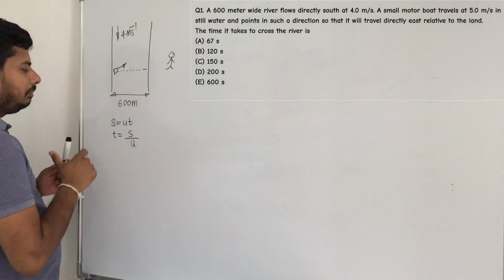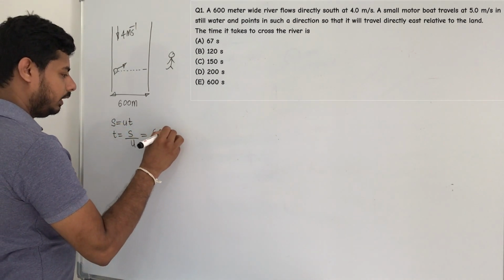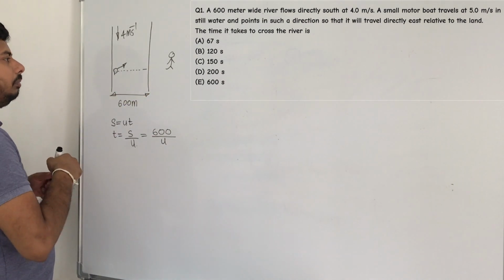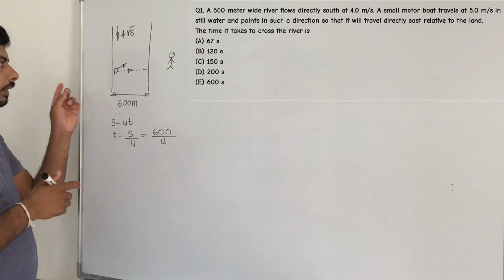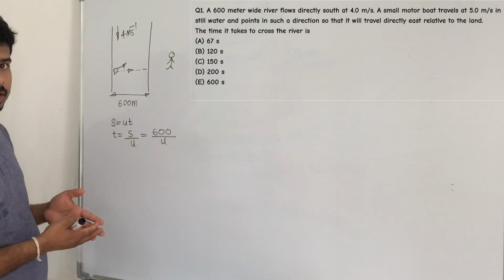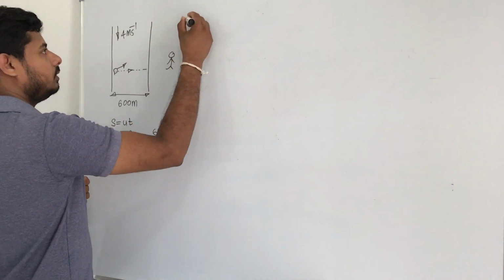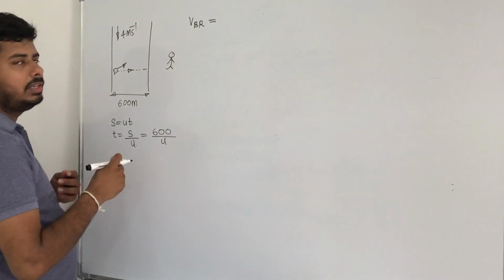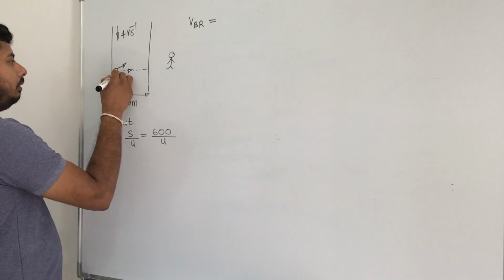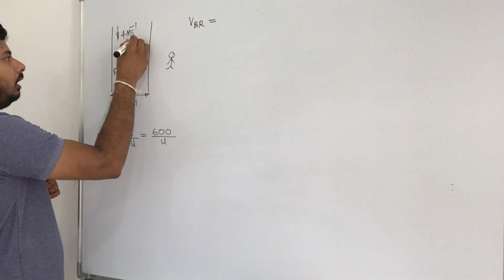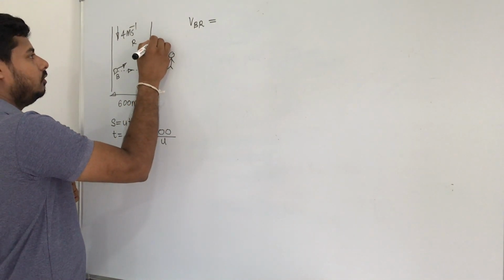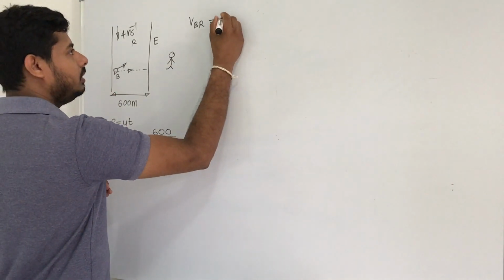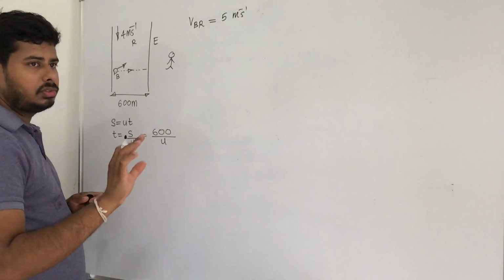So if you put 600 meters as the distance, then you have to find the velocity or the speed in that direction. That means the velocity of the boat in the east direction. It is not given actually, right? What we have been given is the velocity of the boat with respect to the river. Still water means the river is not moving. So for simplicity, I will put B for boat, R for river, and E for the land or the earth. The velocity of the boat with respect to the river will be 5 meters per second, but the direction is not given.